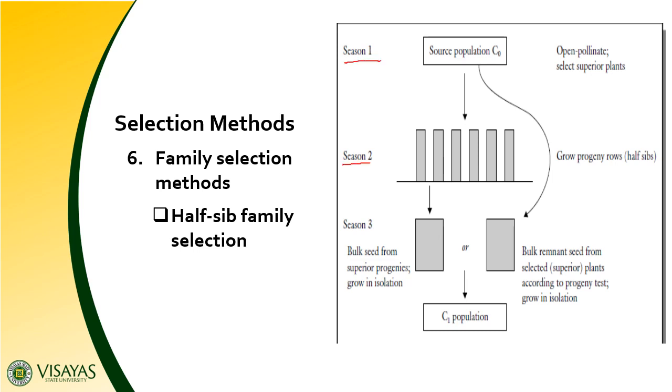And then second season, grow the progeny of the half-sibs here. Then in the third season, you have to bulk the superior progenies in here and grow in isolation, or you have to bulk the remnant seeds of the selected superior plants. So here from these two, nagpili kag superior plants ana, pero ang imong gigamit nga seed is kadtong seeds nga gikan dire sa source of population. So remnant seeds, kauban nga mga seeds sa imong gitanom dinhi.